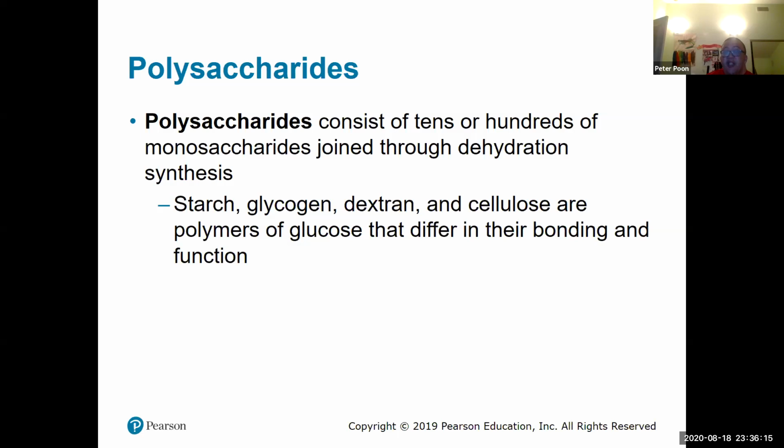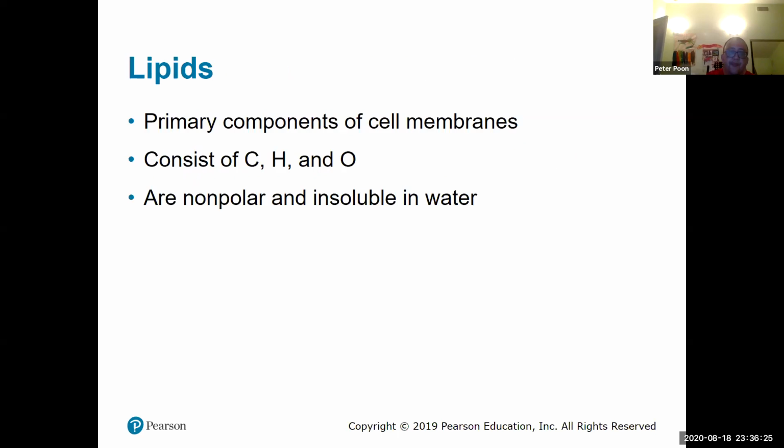Polysaccharides, many sugars. Polysaccharides are formed through dehydration synthesis of mono and disaccharides. All right, lipids are the primary components of cell membranes. They are non-polar and insoluble in water.